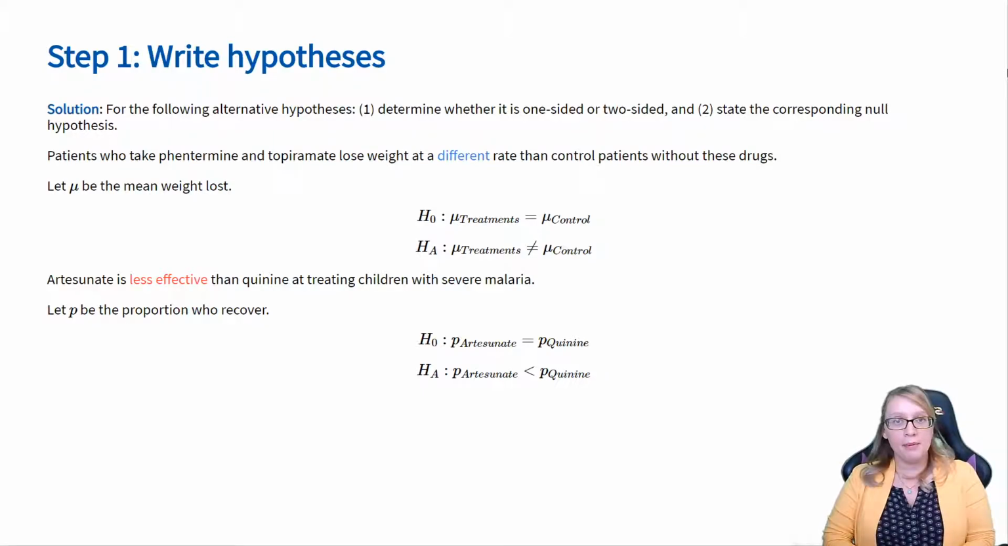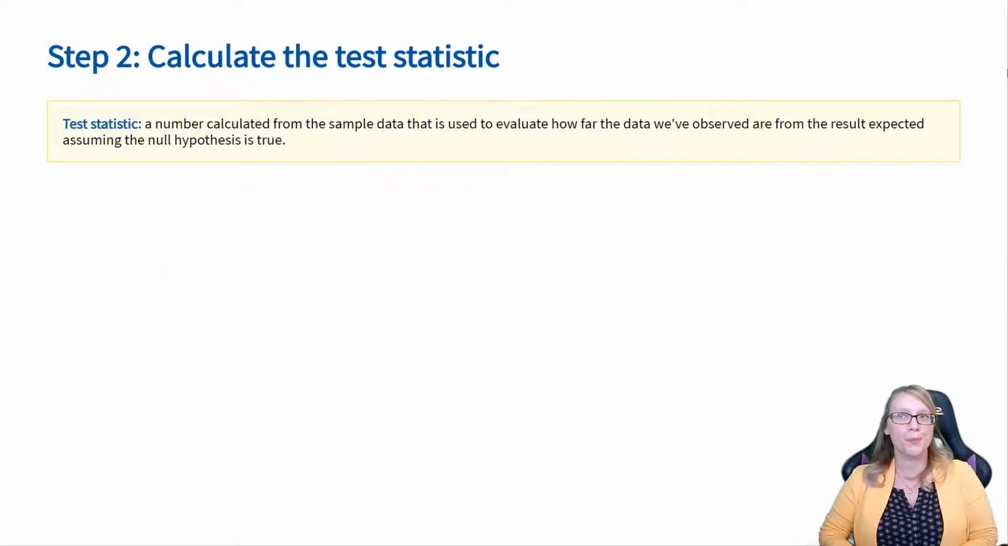So our null hypothesis, our equality assumption, is that artesunate is equal to quinine in terms of the recovery rate. Our research question, or the alternative hypothesis, is that artesunate has a lower recovery rate. So that's step 1 of our test.